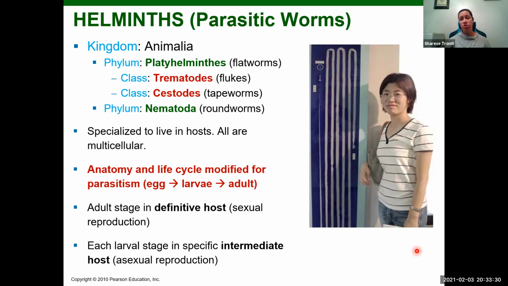Usually they're actually quite large, and they have this specific life cycle. They start as an egg, which hatches into a larva, and those develop into an adult. So we're going to keep seeing that cycle.